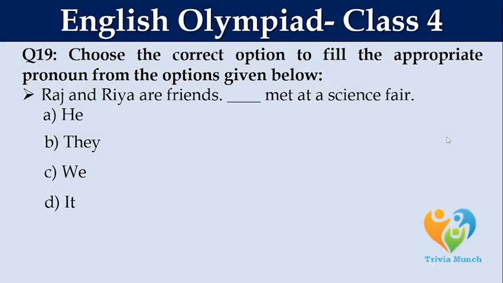Choose the correct option to fill the appropriate pronoun from the options given below. Raj and Ria are friends. Dash met at a science fair.